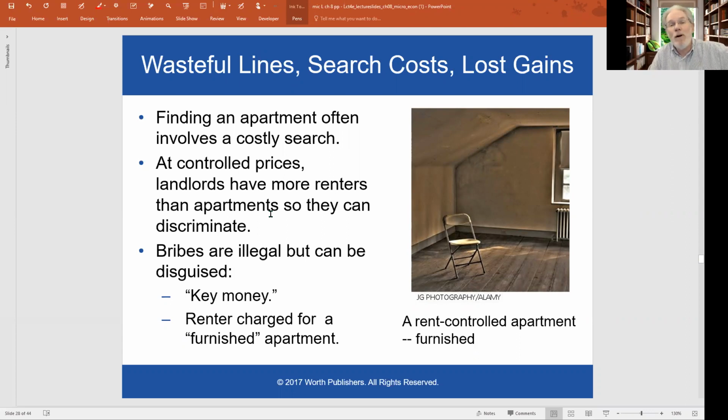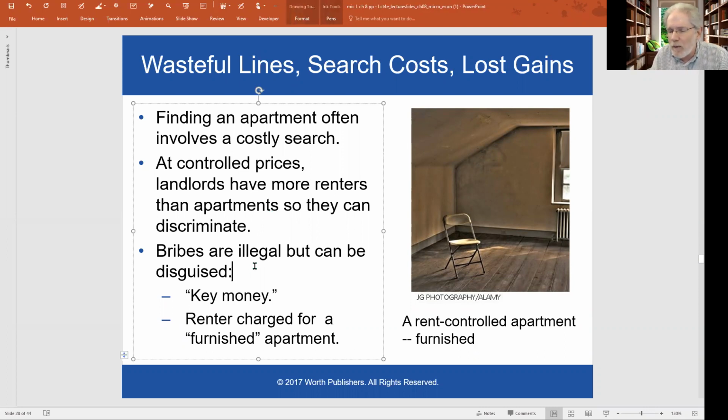If you've got one apartment and 10 people who want it, then you can discriminate without bearing any cost. So we would expect that when you have rent control, that is going to lead to greater discrimination, and that has been studied in a number of different situations, and that is a conclusion that has been confirmed, that when you have a controlled price, it does tend to lead to more discrimination than you would otherwise have.